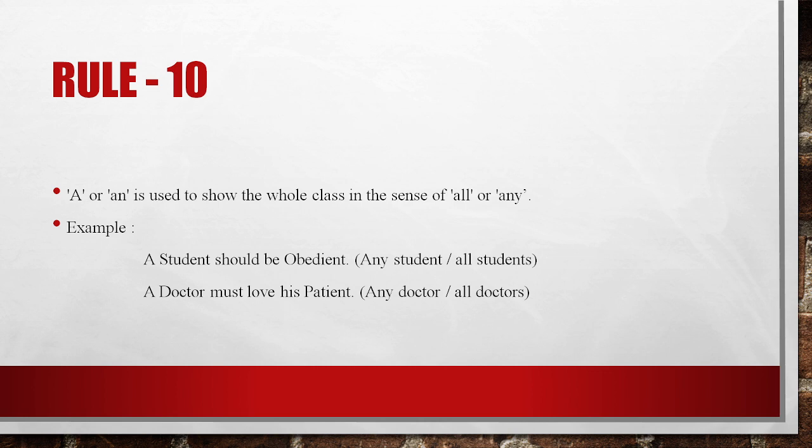Rule 10. A or an is used to show the whole class, in the sense of all or any. A student should be obedient, meaning any student or all students. And a doctor must love his patient. So, any doctor or all doctors. Either it shows the whole class or any particular person.